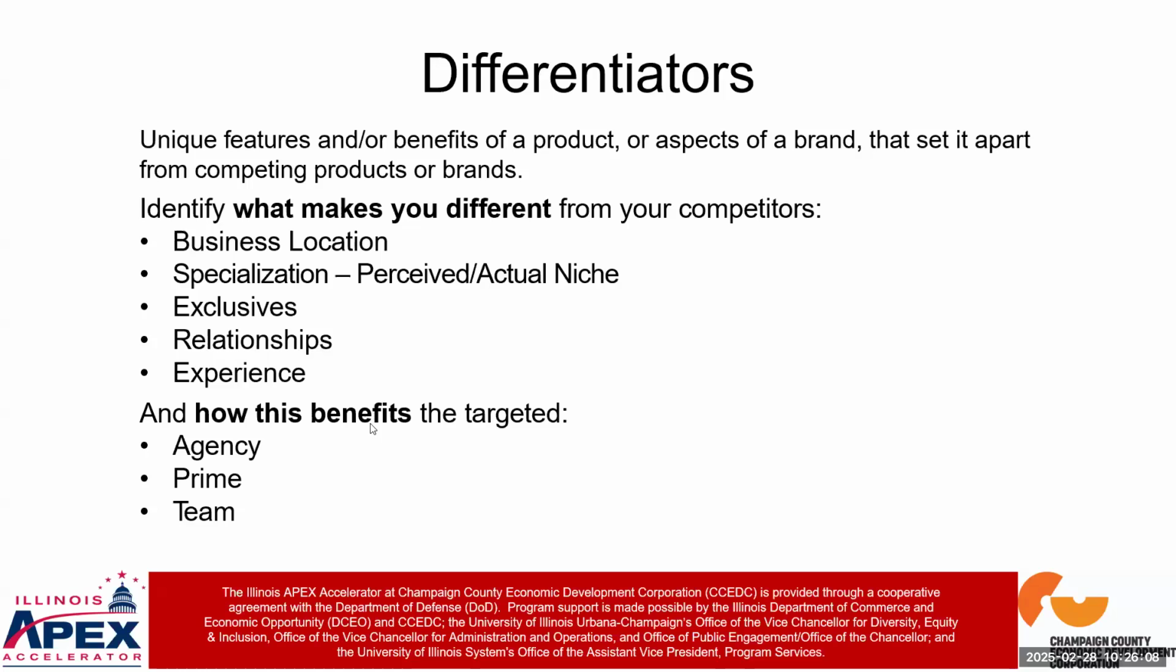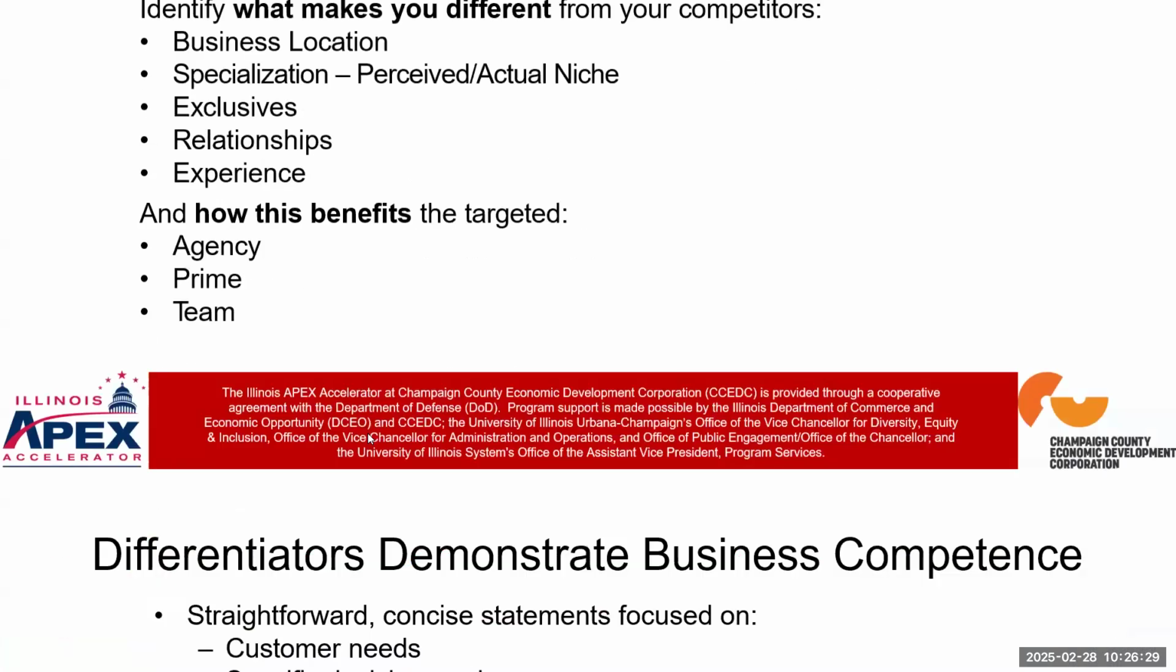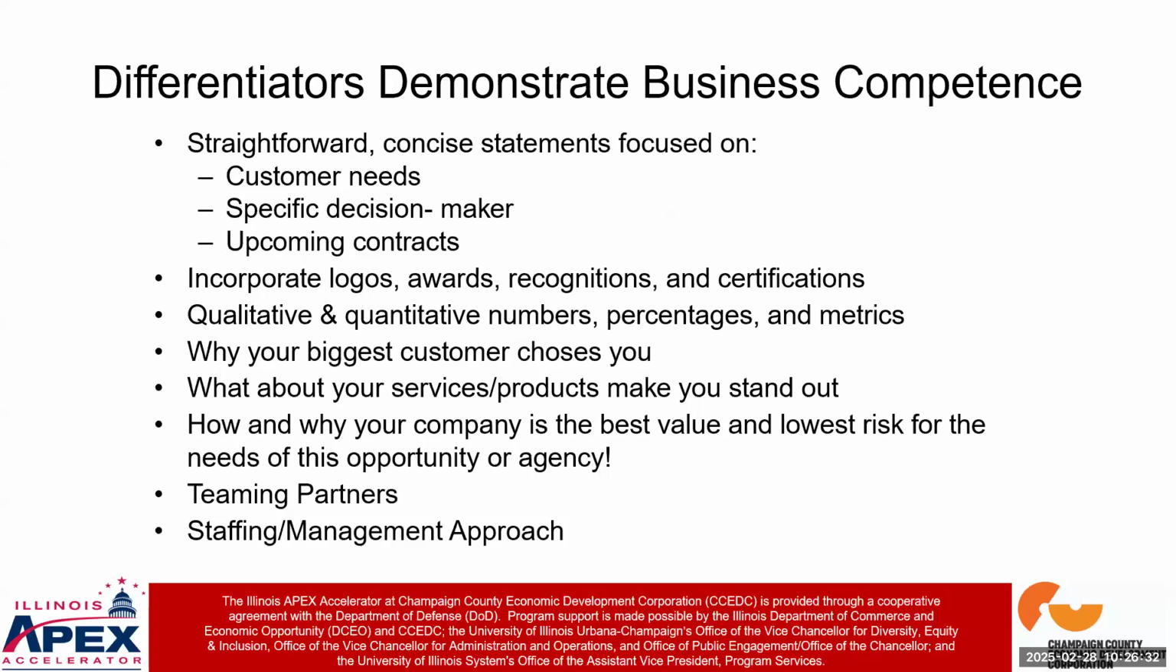And at the end of the day, how do those differentiators actually benefit who I want to read this capability statement? Again, the agency, the prime, or a teaming partner. How do these things play into their mission and what they want to accomplish and pain points they want to solve? Okay, so they really demonstrate at the end of the day your business competency.